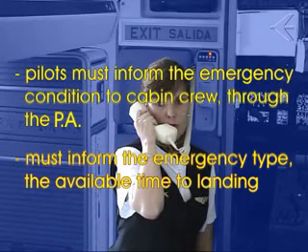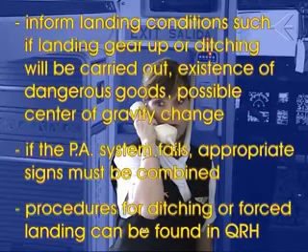The pilot must inform the emergency condition to cabin crew through the PA and in the cockpit to order the flight attendant to prepare passengers for the emergency. They must also inform the emergency type, the available time to prepare for landing, the landing conditions such as if landing gear up or ditching will be carried out, the existence of dangerous goods, and a possible center of gravity change. If the PA system fails, appropriate signs must be combined between the cockpit crews and cabin. The specific procedures for ditching or forced landing can be found in the QRH.